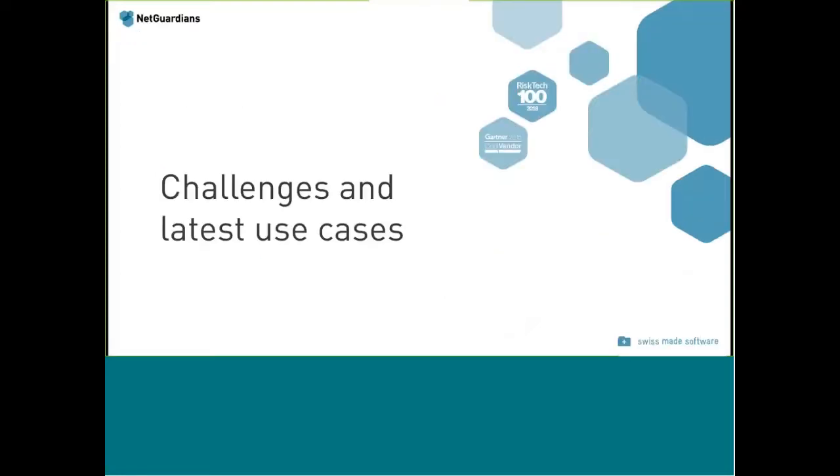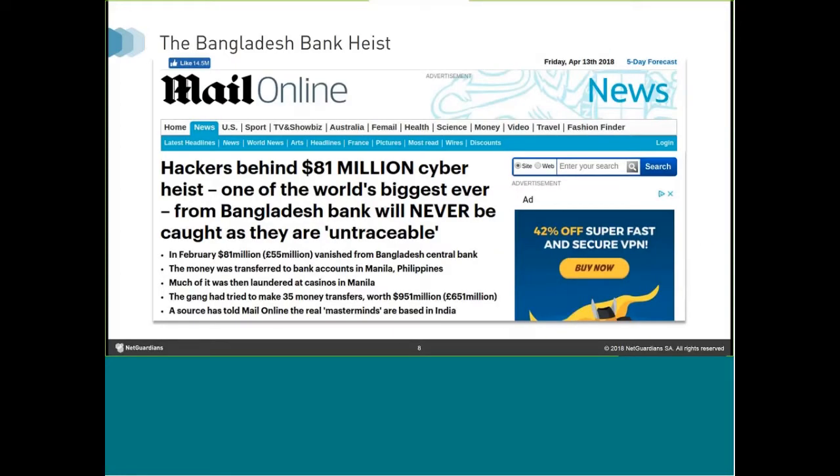Now, some of these challenges and what I've just been referring to, what you're seeing online: $81 million lost through cyber crime, through the SWIFT network, and this was Bangladesh Central Bank.